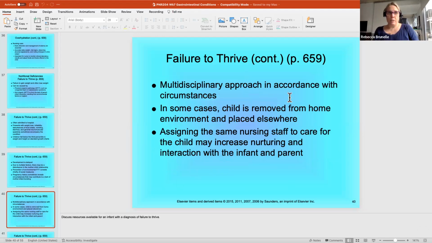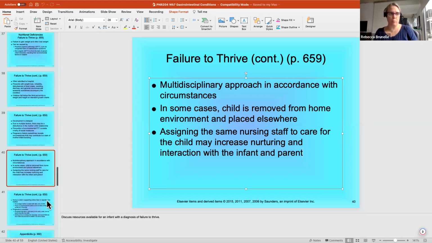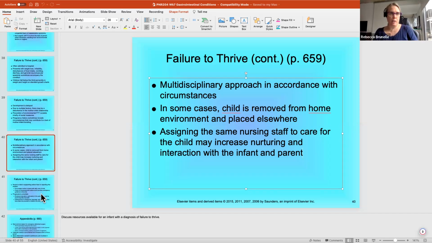It's going to be a multidisciplinary team. Severe cases, you would have to remove the child from the home. It's one of those things, they tend to be in the hospital for several days. So if they could have the same nursing staff, some sort of primary nursing team is best for both the patient and the family.